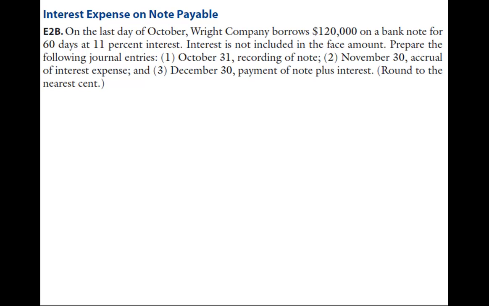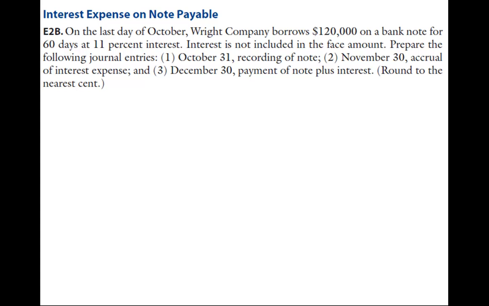In this example, we are going to take a look at interest expense on a note payable. On the last day of October, Wright Company borrowed $120,000 on a bank note for 60 days at 11% interest. This means that Wright Company went into the bank, got a loan for $120,000, and agreed to pay it back in 60 days and also agreed to pay 11% interest on top of the amount borrowed. We are to prepare the following journal entries.